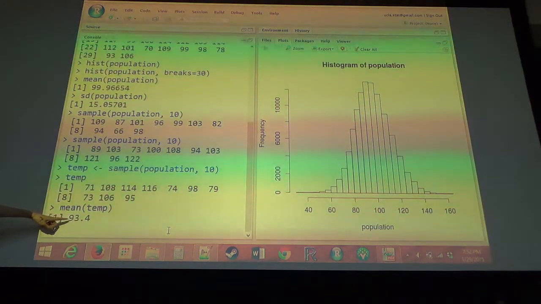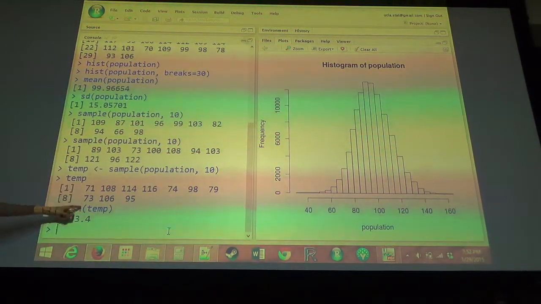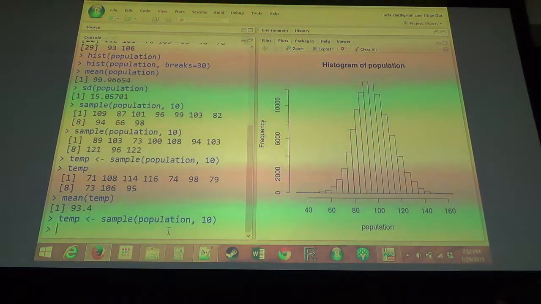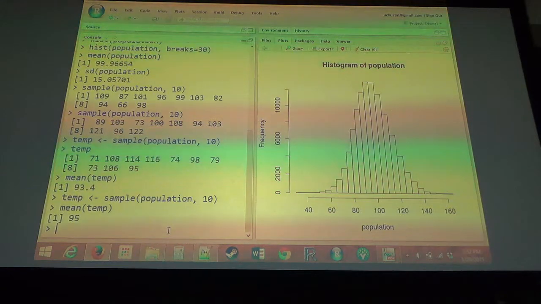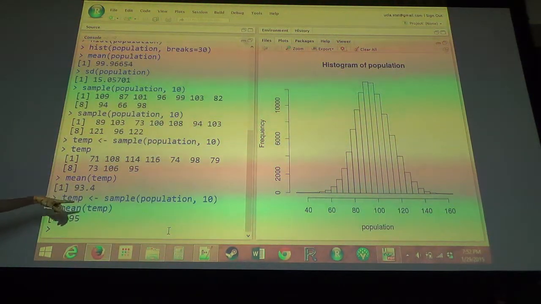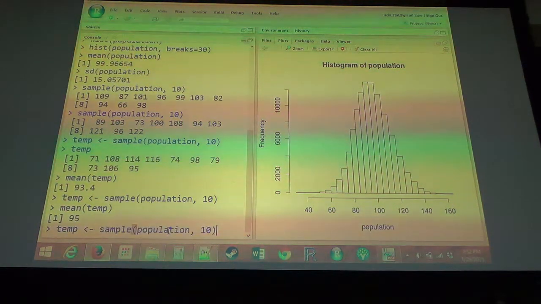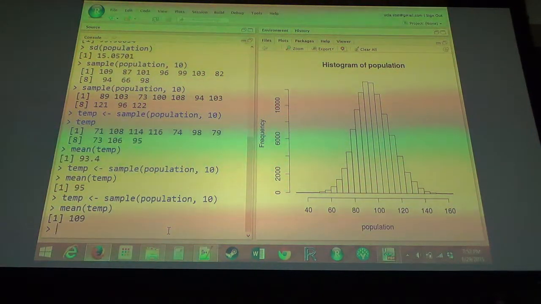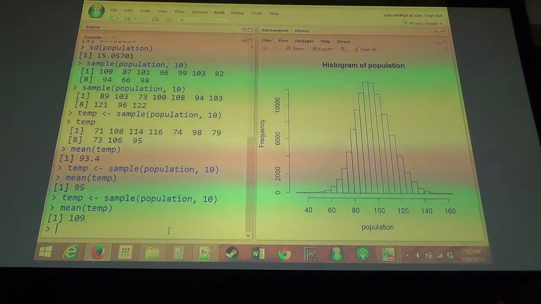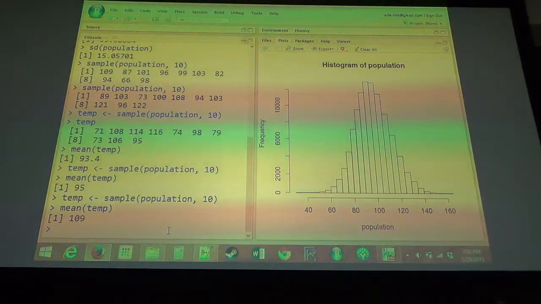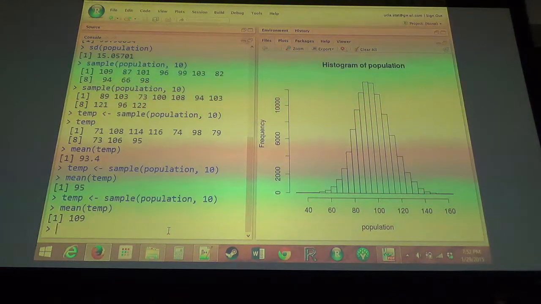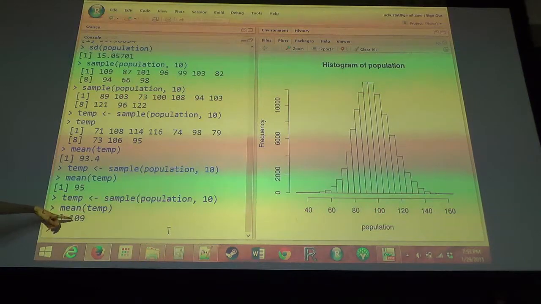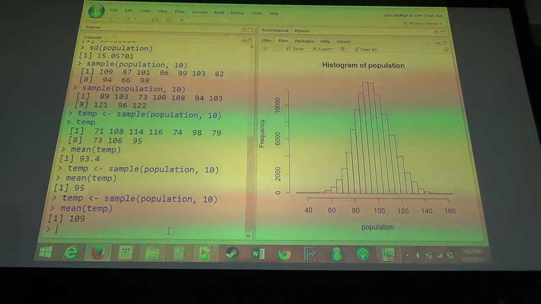Okay, and so the mean of these 10 numbers is 93.4. If I take another sample and calculate the mean there, the mean of another sample was 95. I do this again, and here I got a mean of 109. So we can see that every time I take a sample of 10, I'm going to get different numbers. The average here was 109, the average was different like that.